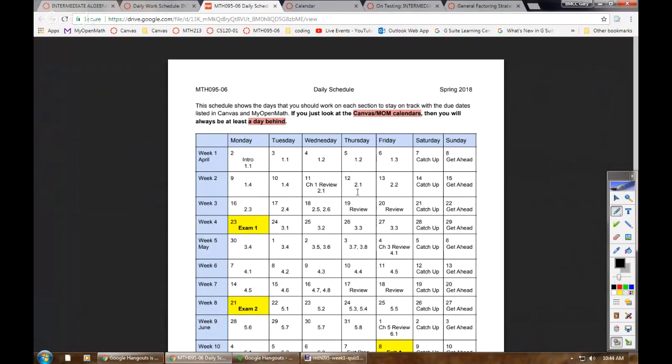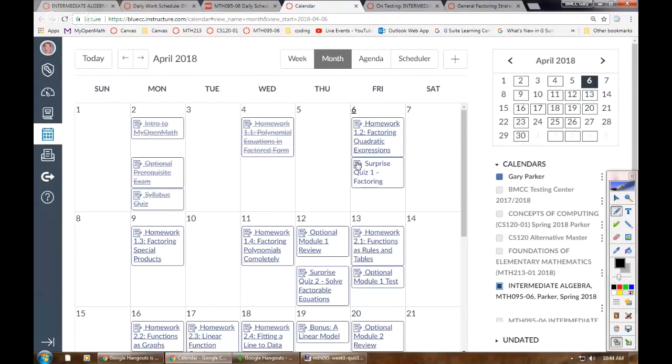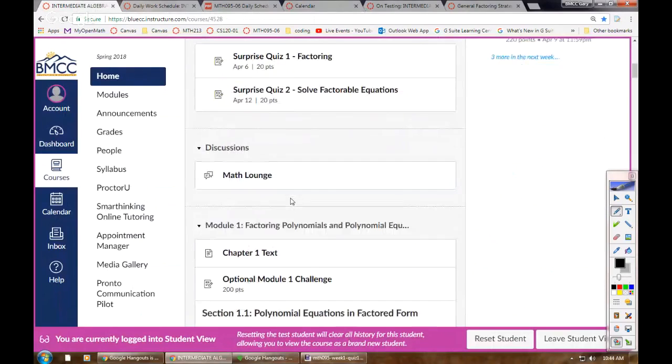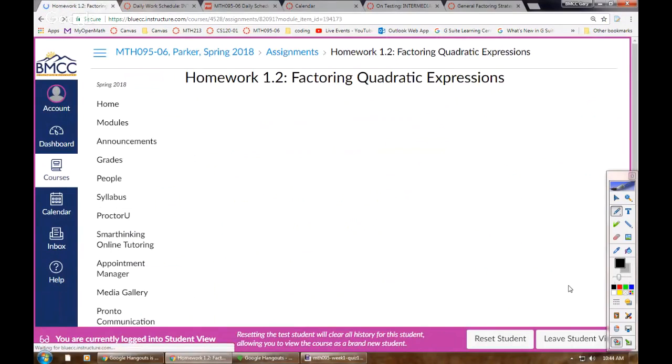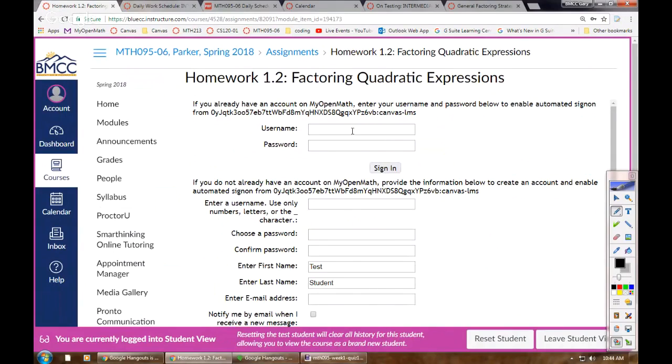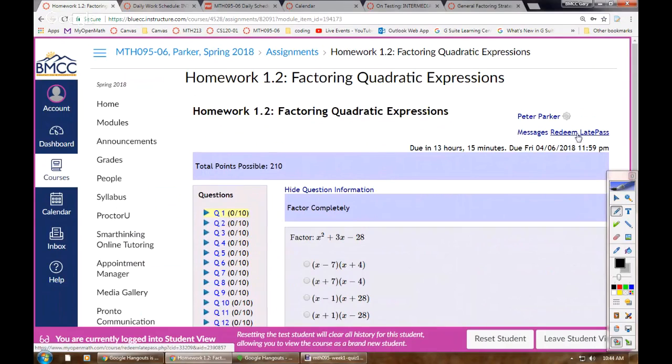Okay? If more happens in your life than just that one day extra I give in the Canvas calendar, then you can apply late passes for yourself. So if you haven't already figured that out, let's take a look at homework 1-2. Let's suppose you didn't get that done yesterday and you don't think you're going to get it today. Gotta sign in. Let's see. Apparently I haven't gone in here with my test student. Okay, so there'll be an option to redeem a late pass. So if you don't think you're going to get it done in the time that's left, then give yourself that late pass.